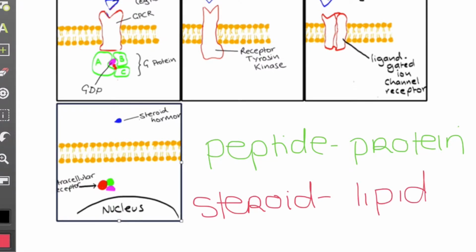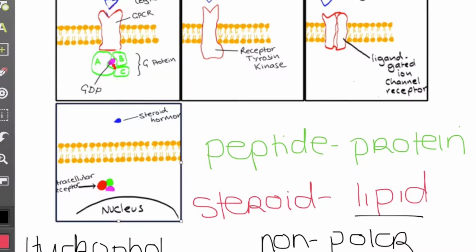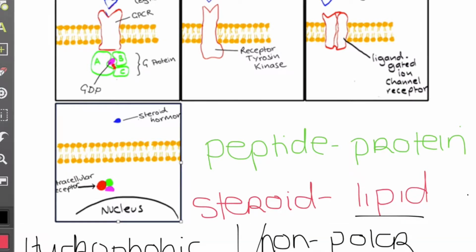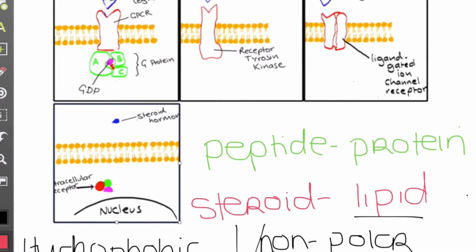Okay. Now, you'll know that lipids are non-polar. And they're also hydrophobic. They're not big fans of water. But that means, oh, I don't want that, go away. That means, though, that they are able to dissolve in lipids.